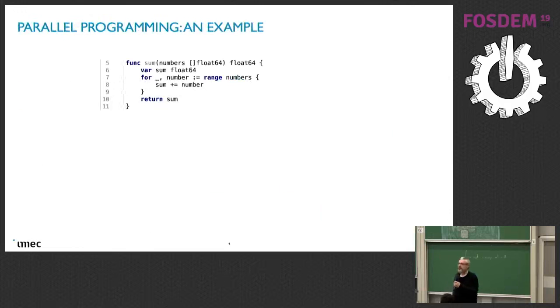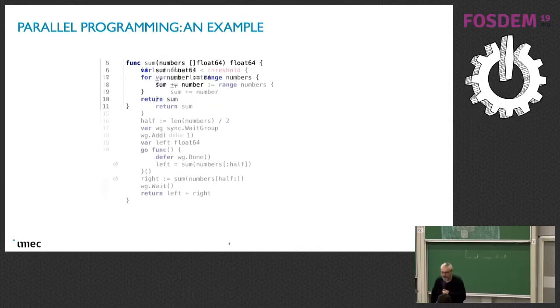So let's look at an example for a parallel program. This is a very simple non-parallel program. It's a purely sequential program. It takes a slice of numbers, sums them up, and returns the sum. Nothing in here asks for parallelism or concurrency. It's a purely sequential program, perfectly fine. But maybe your slices are really big and you want to use multiple cores to make this go faster.